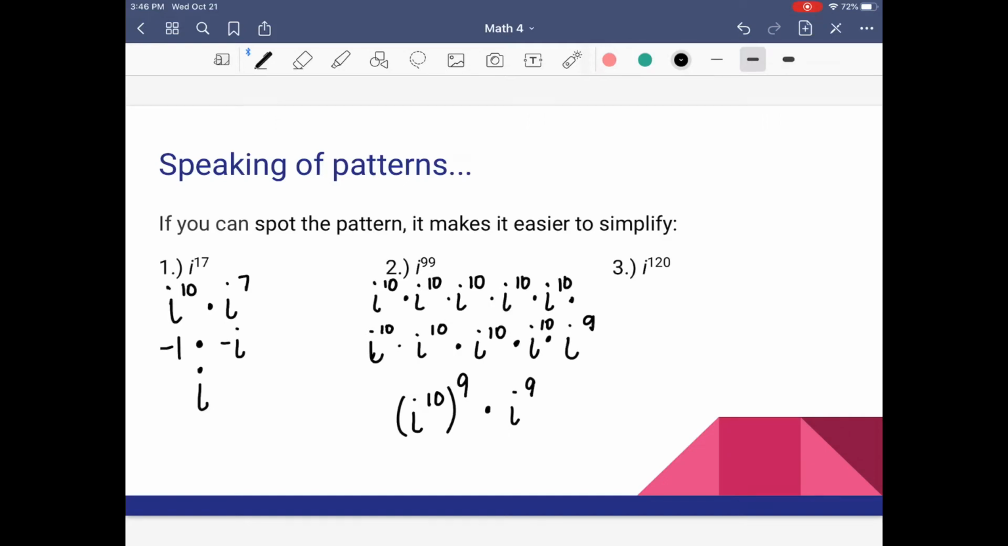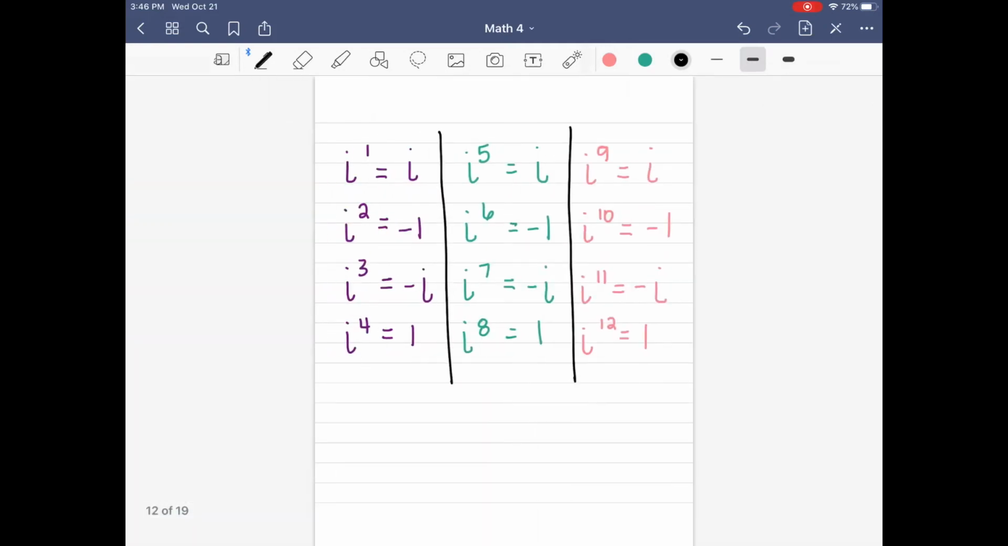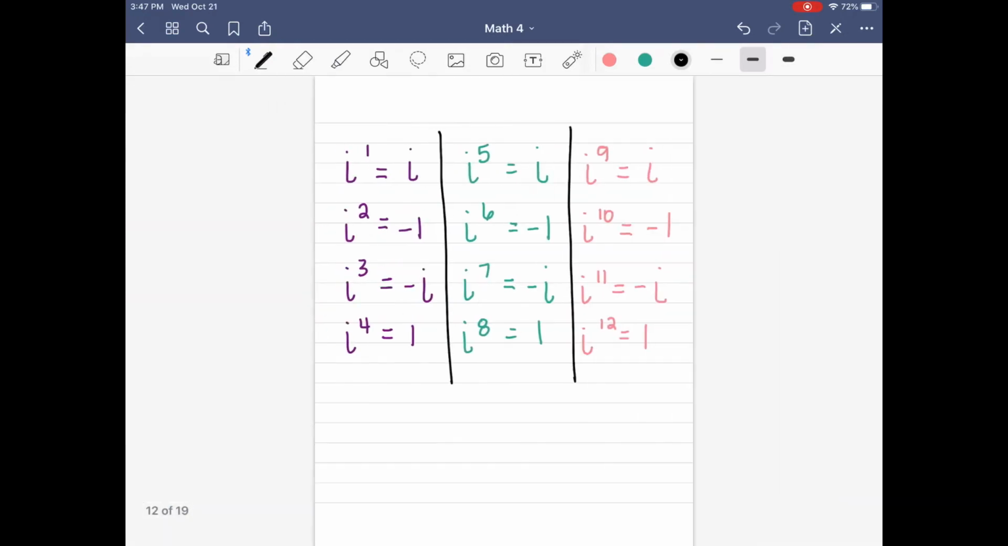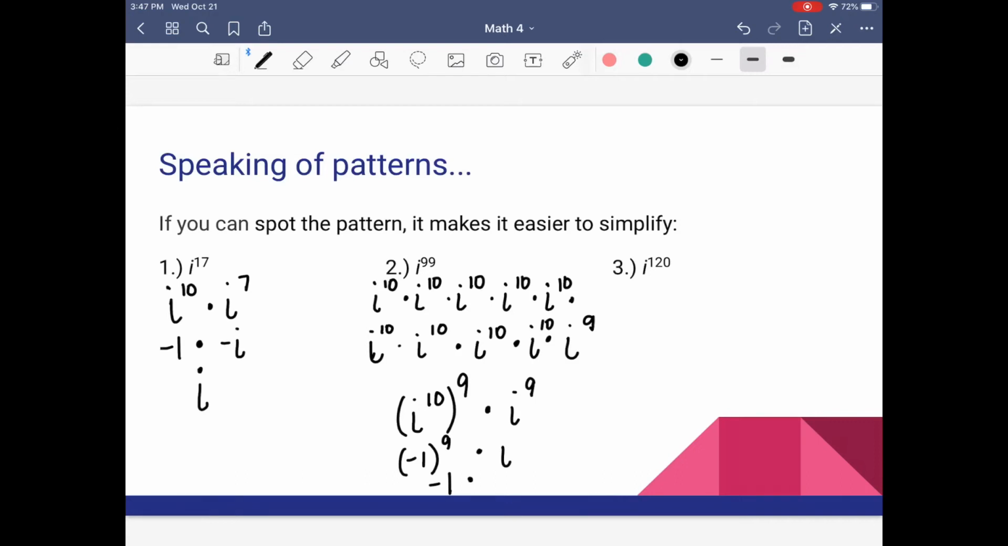Well, that basically is telling me we know i to the 10th is -1. So we're going to do -1 raised to the 9th power. Well, -1 times -1 times -1, 9 times, is still going to produce -1. We also know that i to the 9th we determined was just i. So again, we have -1 times i, which is going to produce just -i.